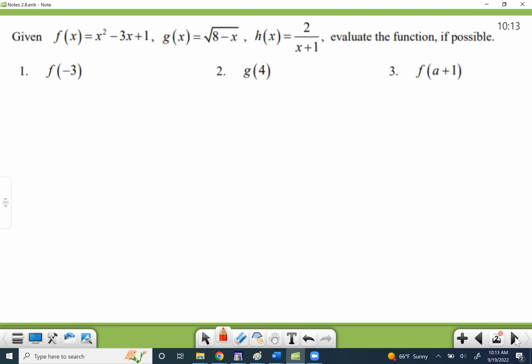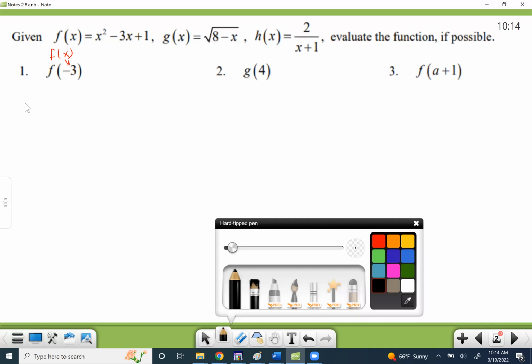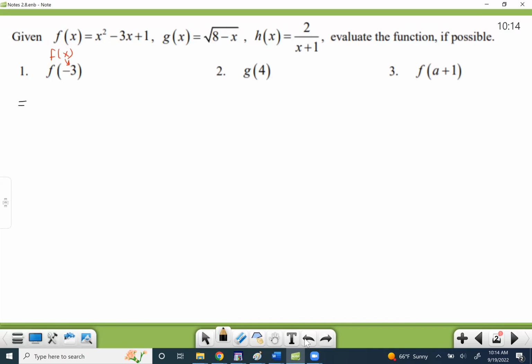Up at the top, they're giving us three different functions, the function f, the function g, and the function h, and it says to evaluate if possible. Remember that it's always f of x, and whatever you see inside the parentheses is always going to be plugged in for x. This part over here is just telling me which function, because I've got three of them now, so it's really important that I know which one. We're going to be using this function f up here, so we are going to substitute a -3 in for every single x.